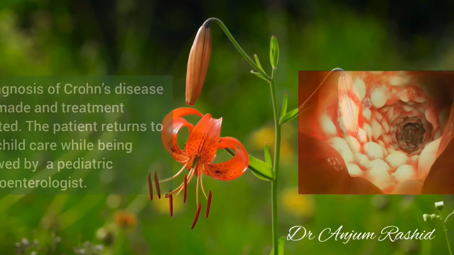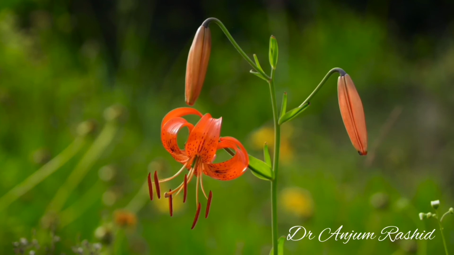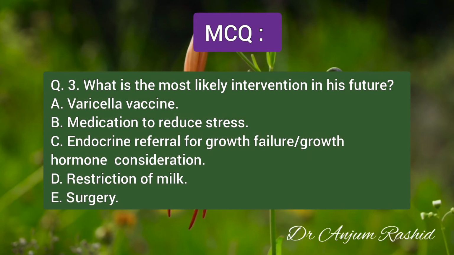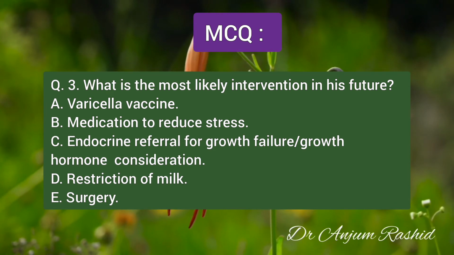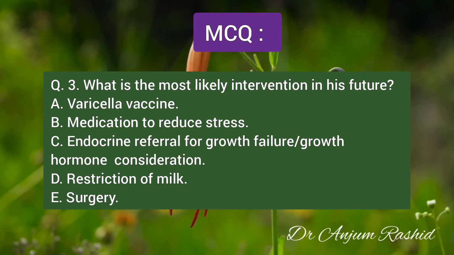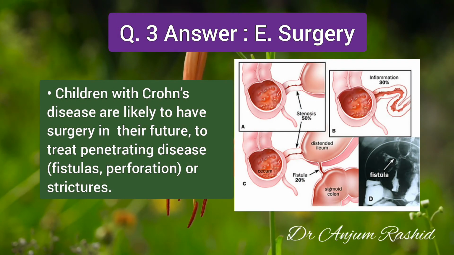Now, a diagnosis of Crohn's disease was made and treatment initiated. This patient returned for well child care while being followed by a pediatric gastroenterologist. Now, question number 3. What is the most likely intervention in his future? A. Varicella vaccine, B. Medication to reduce stress, C. Endocrine referral for growth failure or growth hormone consideration, D. Restriction of milk, E. Surgery. And the correct answer is E, that is surgery.